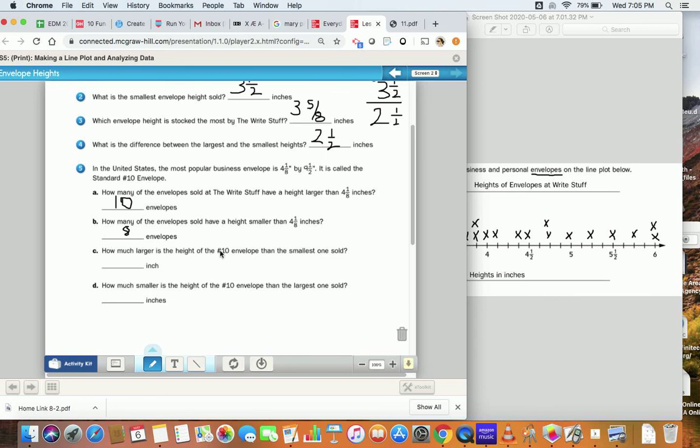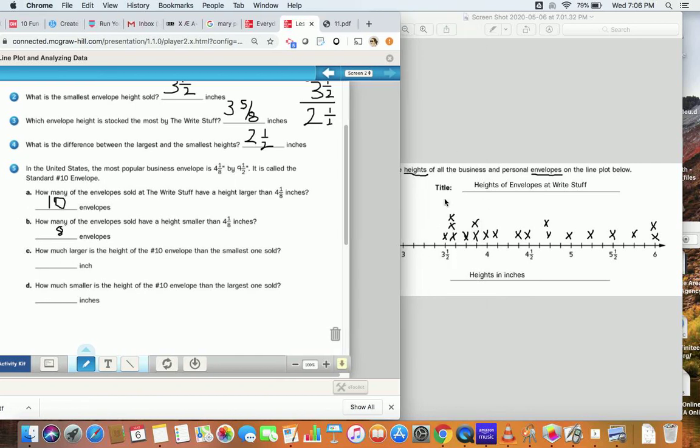How much larger is the height of the number 10 envelope than the smallest one sold? So the number 10 envelope is, let's see, is 4 1/8. No, sorry, 9.5. And the smallest one that they have is a 3.5. So 9.5 minus 3.5 would be 6 inches.